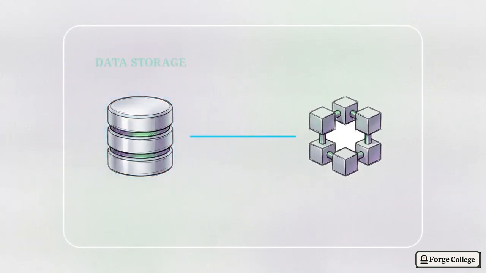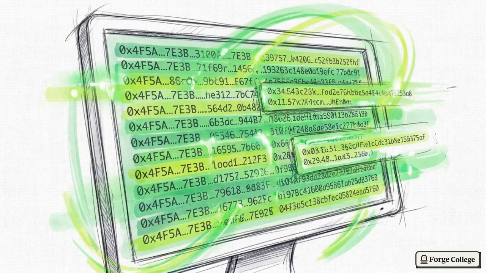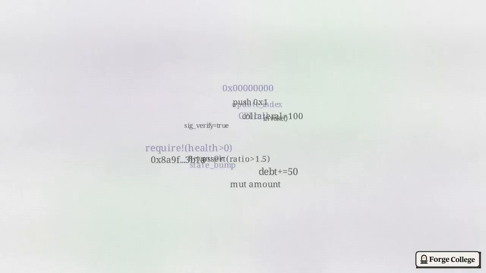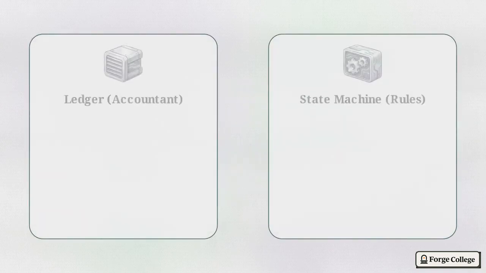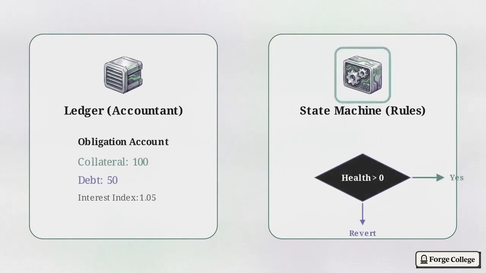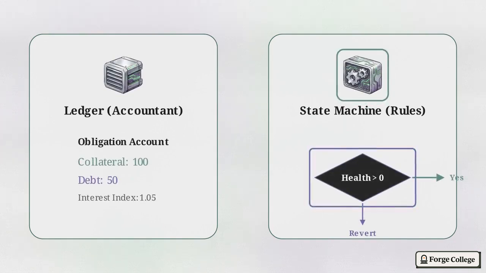You can think of every margin position on Solana as this two-part system, a ledger storing the balances, and a state machine enforcing the rules. This framework helps you parse through long transaction logs. You can separate the data being updated from the logic being enforced, making it easier to see exactly where a program is checking for permissions.